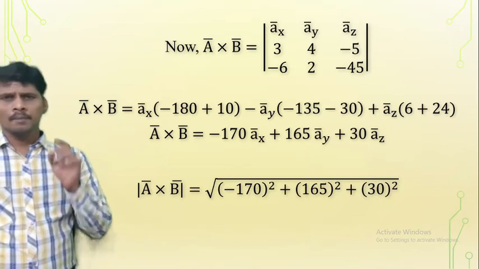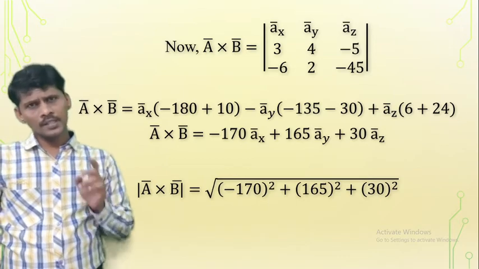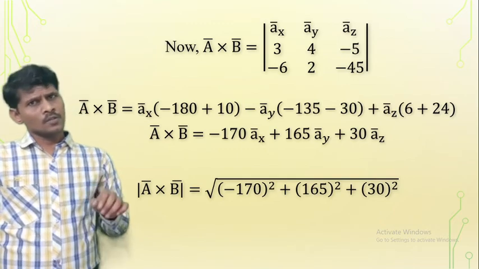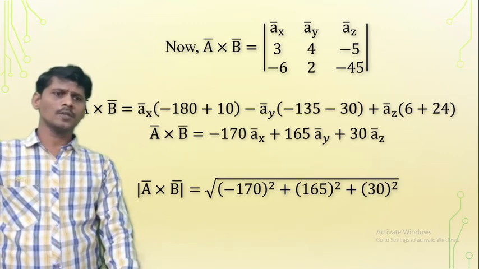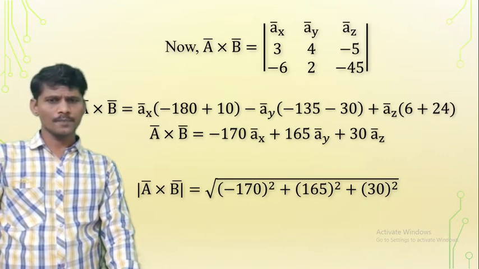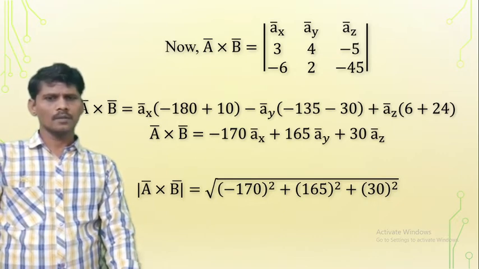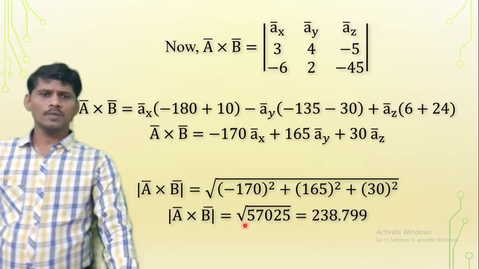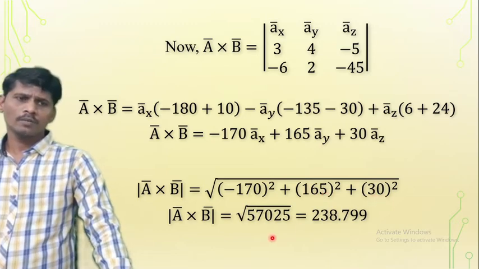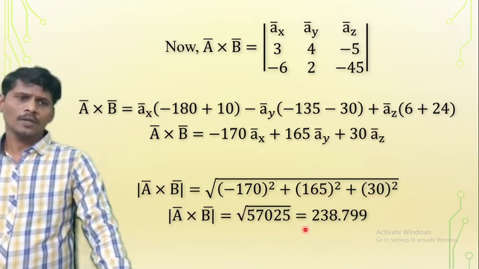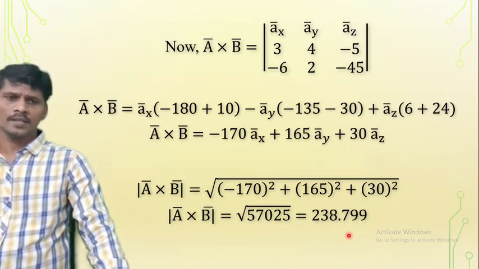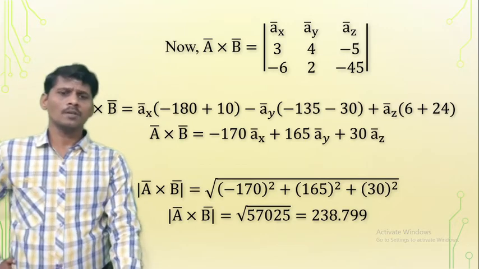Now calculate the magnitude. Take the magnitude on both sides. We get the magnitude of the left-hand side term as the square root of minus 170 whole square plus 165 whole square plus 30 whole square. So the magnitude of A bar cross B bar is equal to the square root of 170 square plus 165 square plus 30 square, whose value is 57,025. The square root of 57,025 is 238.799. So that is the magnitude of A bar cross B bar.